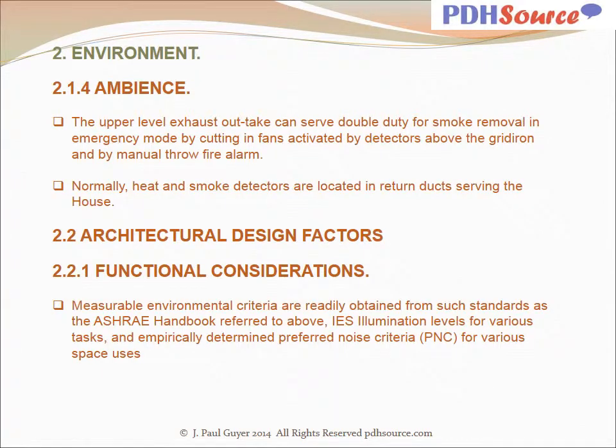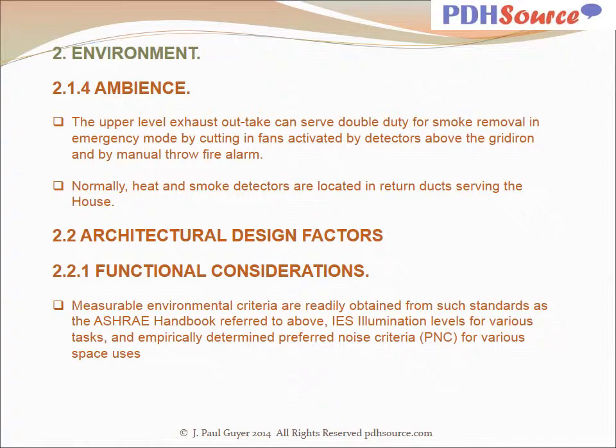The upper level exhaust outtake can serve double duty for smoke removal in emergency mode by cutting in fans activated by detectors above the gridiron and in manual throw fire alarm. Normally, heat and smoke detectors are located in return ducts serving the house.